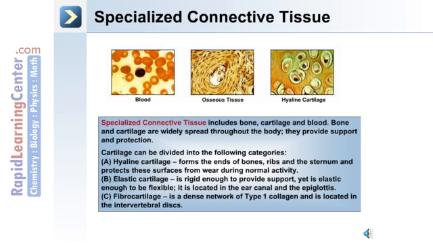The second type is elastic cartilage. This is rigid enough to provide support, yet elastic enough to be flexible. It's located in the ear canal and the epiglottis. The third type is fibrocartilage. This is a dense network of type 1 collagen that's located in the intervertebral discs in the vertebral column.